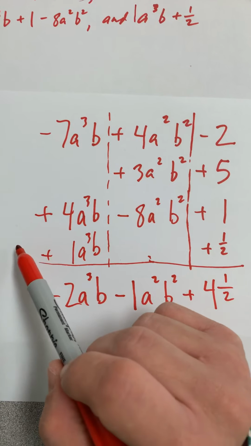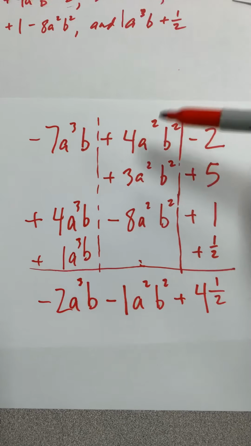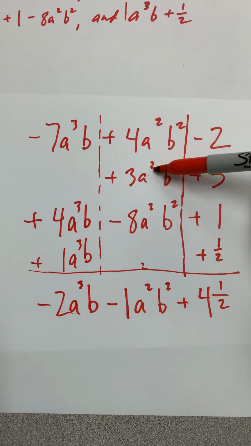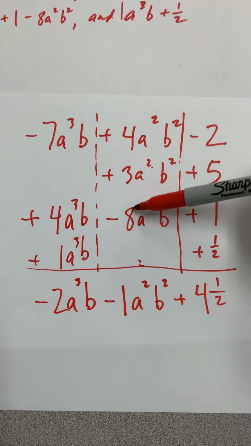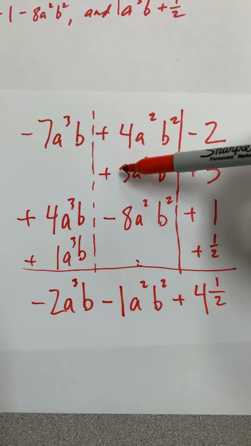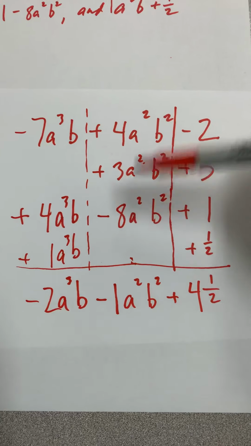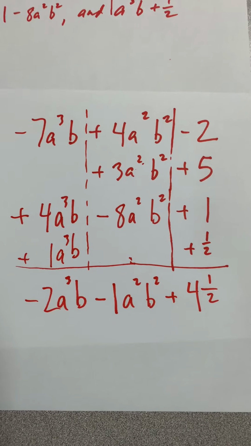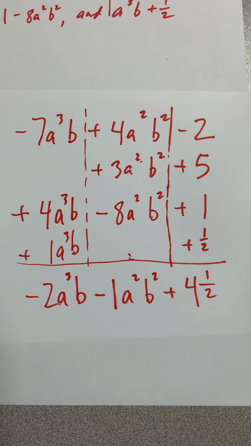When we're adding. And again, you could look at this as 3a squared plus negative 8a squared, or if you just want to look at it as 3a squared minus 8a squared. Either way is fine, okay? Another video is coming up on subtracting polynomials.